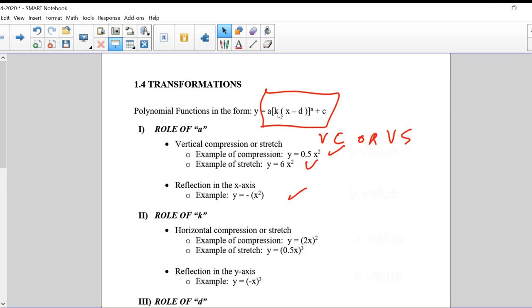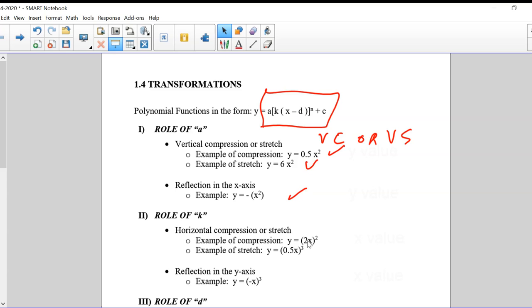Now the k is what I'm pointing to right now. What does the k do? Well, remember, the a gives us a vertical compression or stretch. Well, the k gives us a horizontal compression or stretch. But the problem with the k is that it's kind of the opposite of the vertical. So if the number is more than 1, such as a 2 here, then you actually get a horizontal compression. And if the number is less than 1, such as 0.5, you actually get a horizontal stretch. So it almost seems backwards. It almost seems like you turn things upside down when you compare them to a vertical stretch or compression.